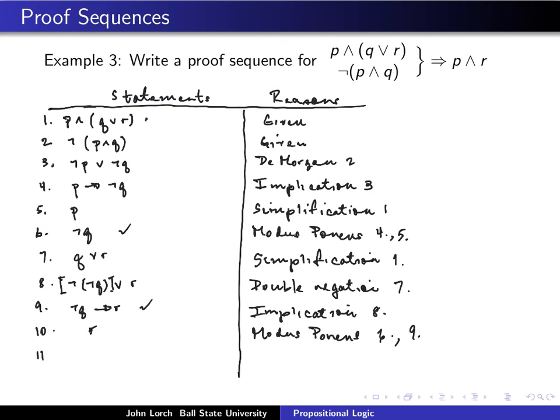And now we're nearly done, right? We're trying to obtain P and R. We're trying to infer that. So I know P from item 5, and I know R from item 10. And so that means that I'm able to infer P and R by conjunction. So that's in 5 and 10. And that's our proof sequence.